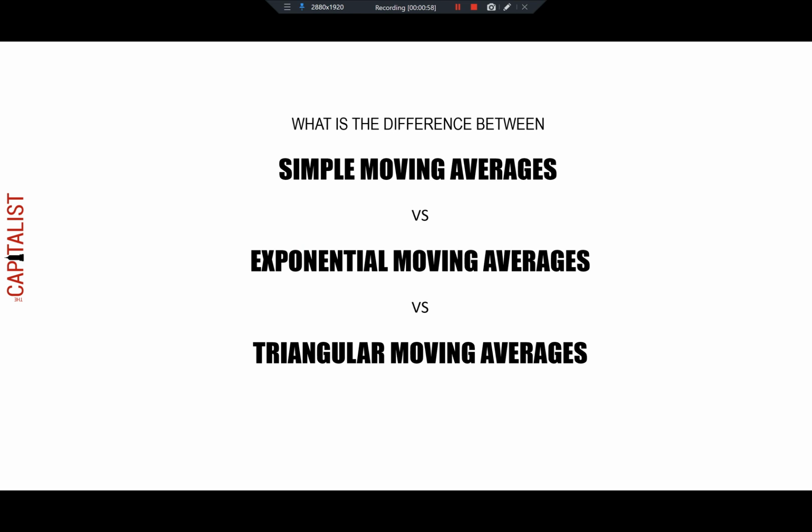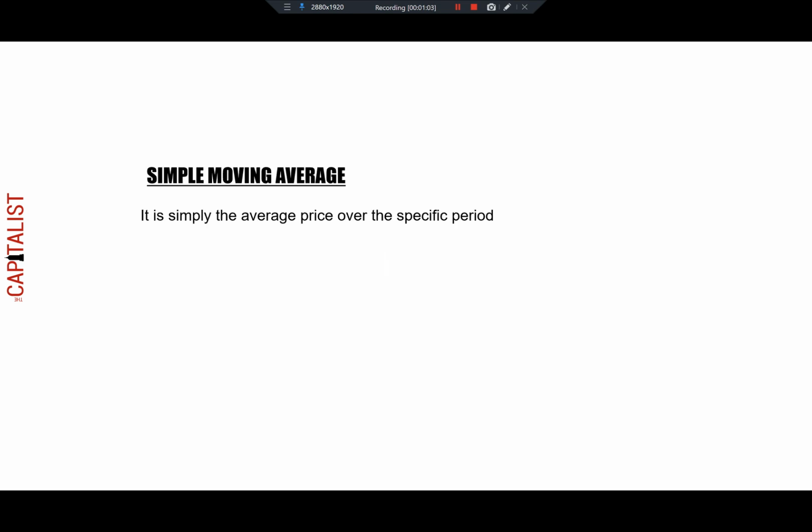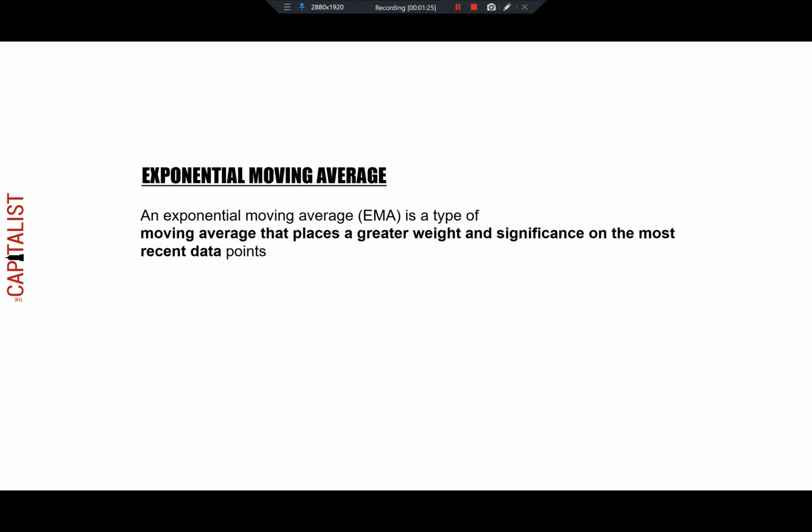So we have the simple moving average, which is simply the average price over a certain specific period. If you are talking about a simple moving average of SMA 10, that means the average price of the 10 candles is at that particular price. It's actually a very simple one. Then we move on to the next one, which is called the exponential moving average.